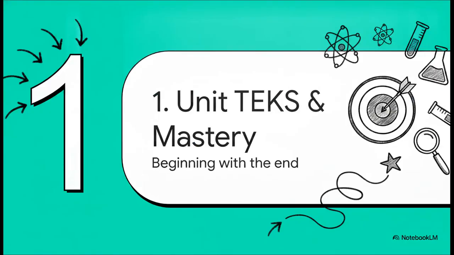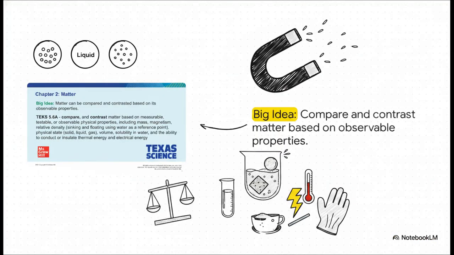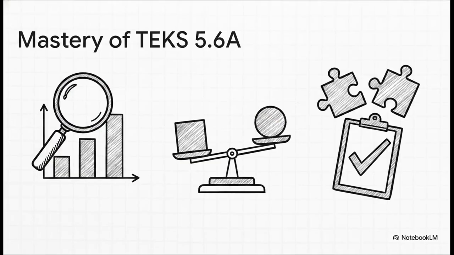All right, let's kick things off with Section 1, Unit TEKS and Mastery. This entire unit is driven by TEKS 5.6A. In plain, everyday language, this standard just means your students need to compare and contrast matter based on its physical properties, things they can measure, test, or observe. We're talking about mass, magnetism, relative density, and remember, that's specifically sinking and floating using water as a baseline. We're also looking at physical state, volume, solubility in water, and a material's ability to conduct or insulate both thermal and electrical energy.